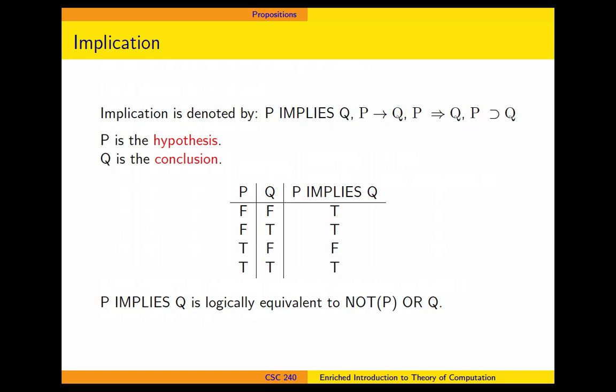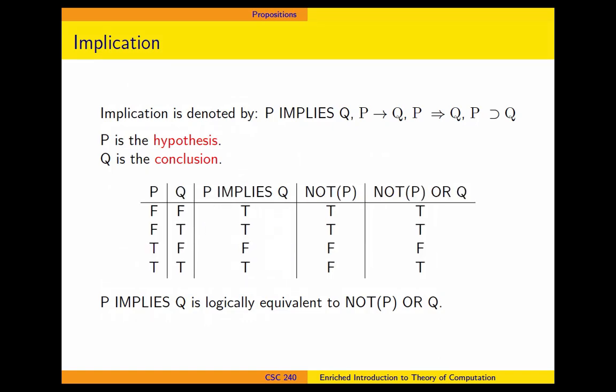P is called the hypothesis or antecedent of the implication P implies Q, and Q is called the conclusion or consequent of the implication. The implies connective is also written as a line with an arrowhead at its right end, or as a double line with an arrowhead at its right end, or with the symbol used to denote superset. As you can see from this truth table, P implies Q is logically equivalent to not P or Q. Thus, P implies Q is true when P is false or Q is true.